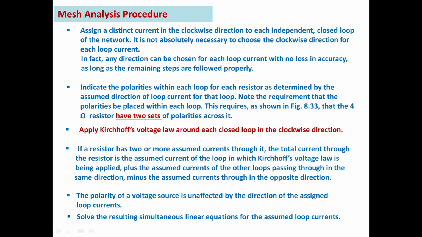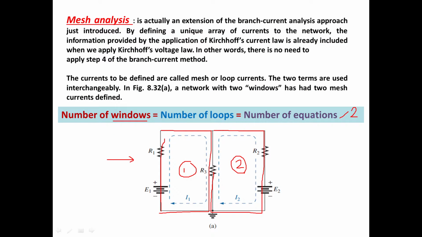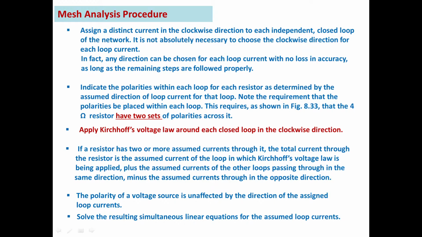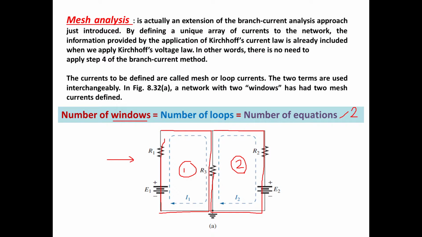So what is the procedure for mesh analysis? We have to first identify the mesh. I discussed how to identify the mesh: mesh means the closed path or the window. For each mesh, we have to assume the direction of the mesh current. The dotted lines shown here in blue color are called the mesh currents. In the first loop, we say that the loop current is I1. The current that we assume in the second loop is called I2. This dotted line represents the direction of the current in the closed path.